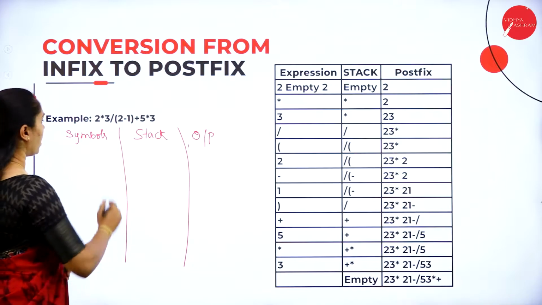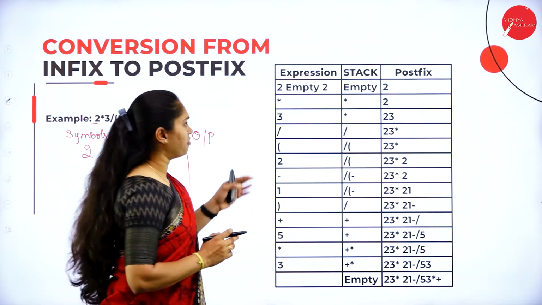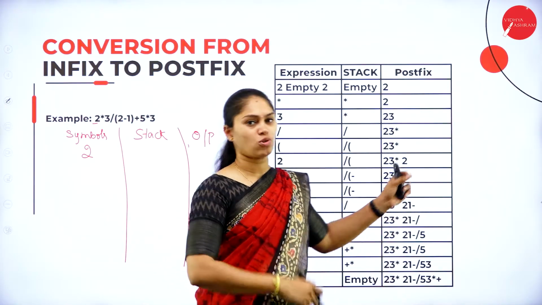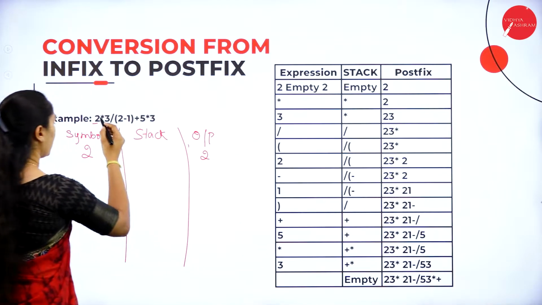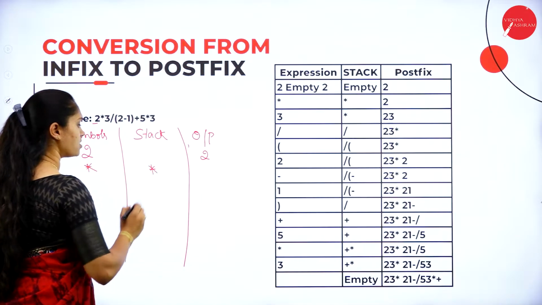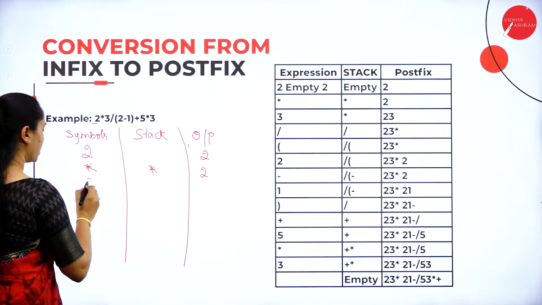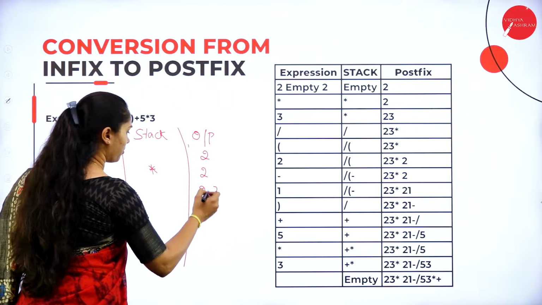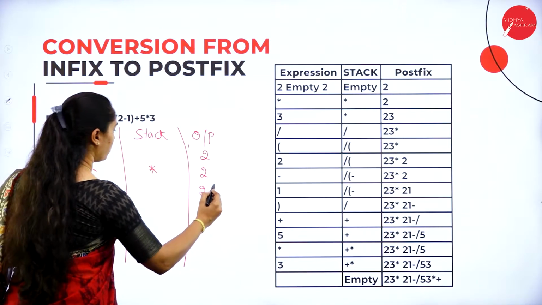Fine. So now I have the first letter as 2. If I am getting an operand, that has to be stored in the output or postfix expression. So let me place it here, then into. If I find any operator, that needs to be pushed into the stack. So now I have only 2 in the output. Next I have a 3. So 3 is an operand that needs to be stored in the output, 2, 3.